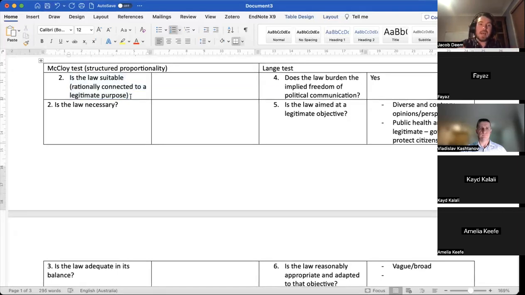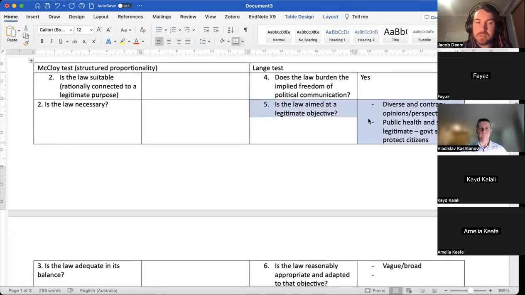Right. Okay. No worries. So we've got, is the law suitable? And that draws on some of the ideas that we've talked about under Lange in terms of, is it aimed at a legitimate objective? Is there a legitimate purpose? But we're adding in this extra layer of, is there a rational connection between these two things?